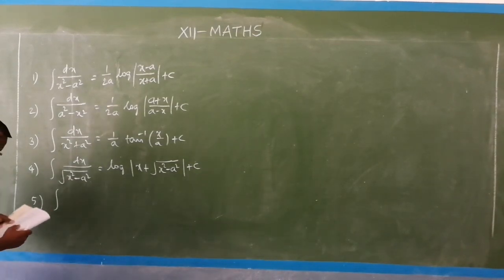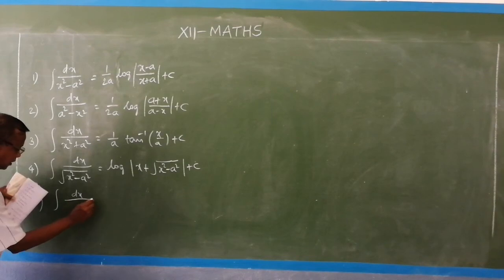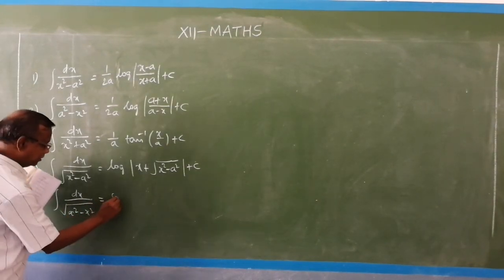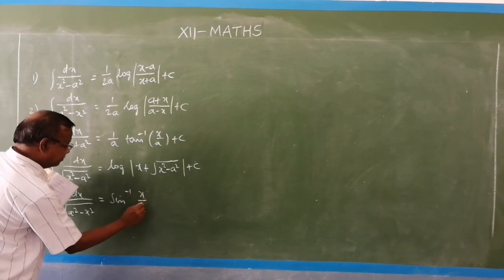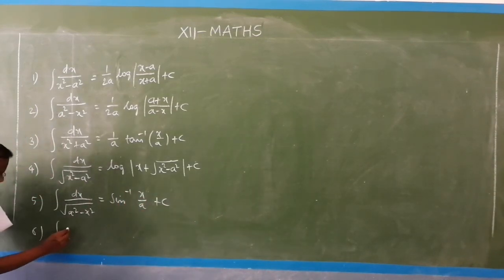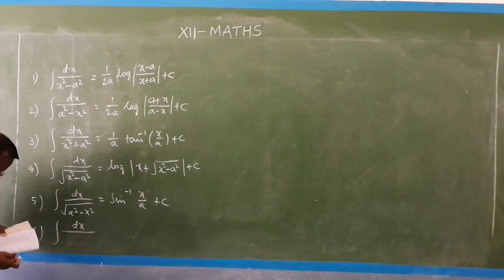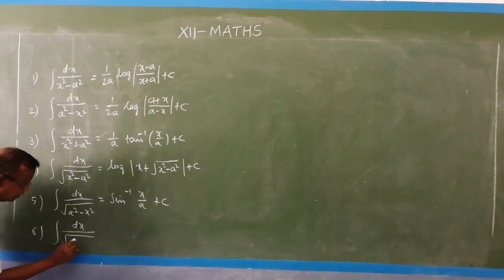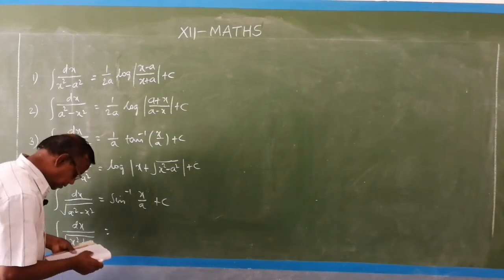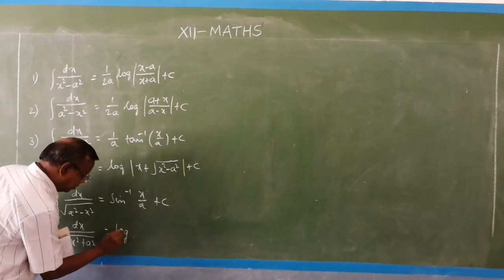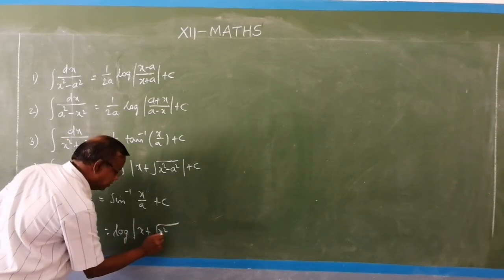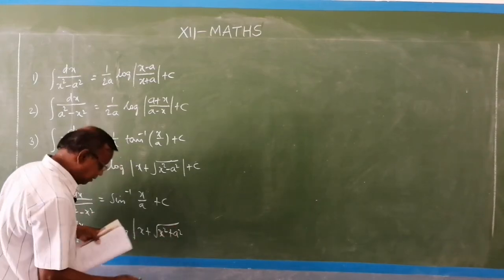Fifth one, integral dx divided by root of a square minus x square equal to sin inverse of x by a plus c. And sixth one, integral dx divided by root of x square plus a square equal to log of modulus of x plus root of x square plus a square plus c.